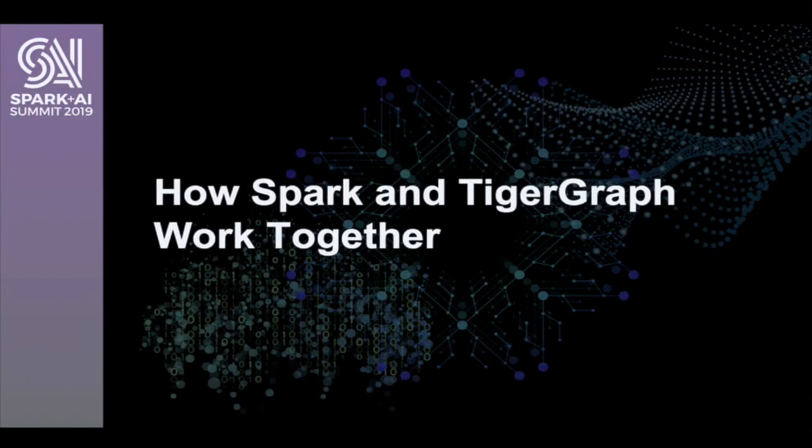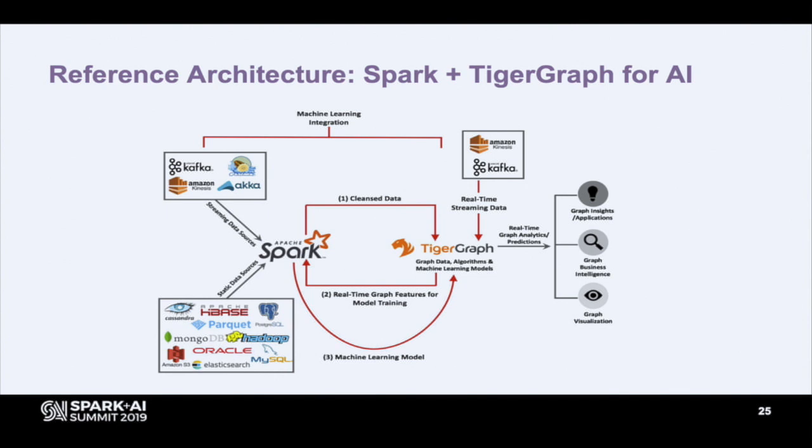Next, let's look at how Spark and TigerGraph can work together. This is a reference architecture for how Spark and TigerGraph can work together. Spark is a great platform that can connect to other data sources like Hadoop, Oracle, MongoDB, all available data sources, and integrate them together. It also has lots of built-in machine learning libraries, and you can even run TensorFlow, this kind of popular machine learning platform or framework, on top of it.